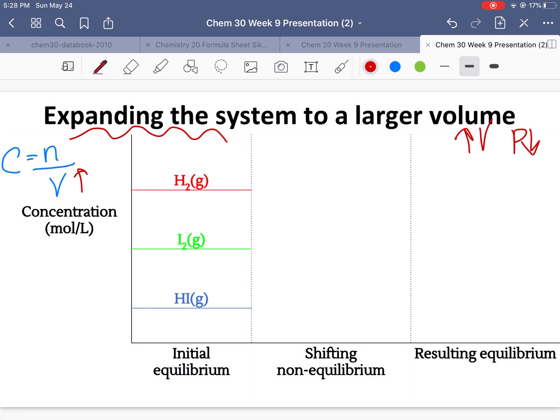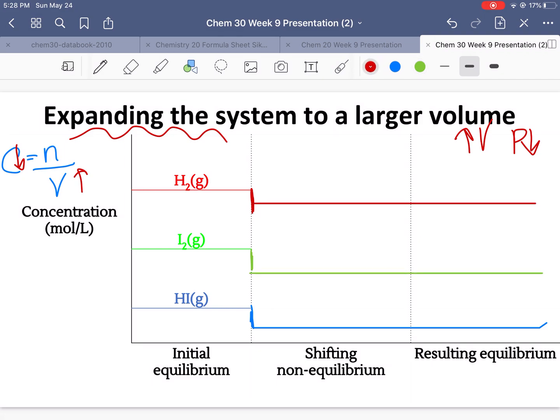Volume goes up, therefore concentration goes down. So we will see initially a noticeable drop in all 3 gases' concentrations. Once that noticeable drop has happened, there is no shift. It just stays. Okay, come on, draw a straight line. There we go. We don't have a shifting equilibrium because there is nothing useful about the shifting in terms of opposing the change. So it just stays constant.